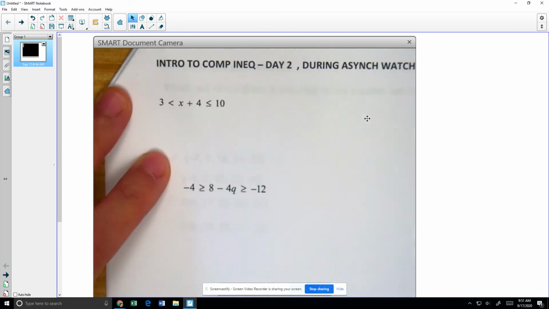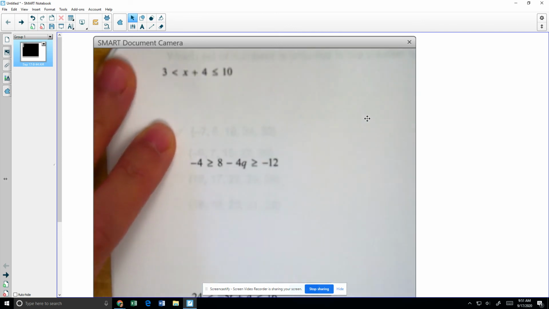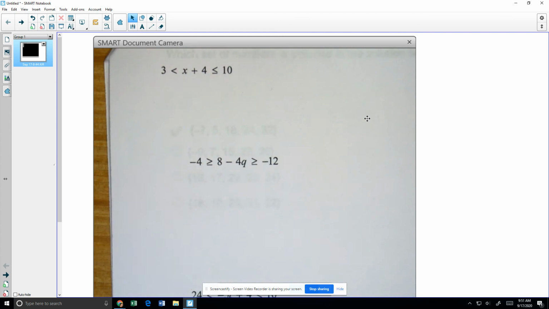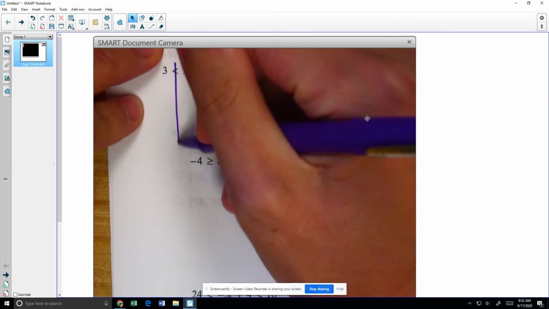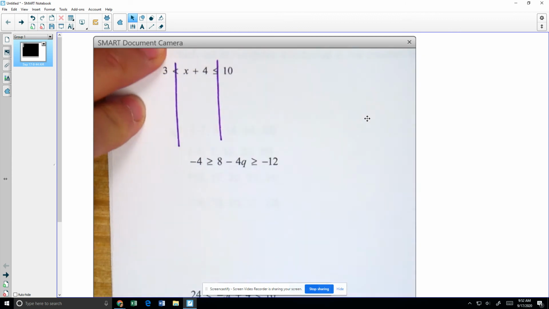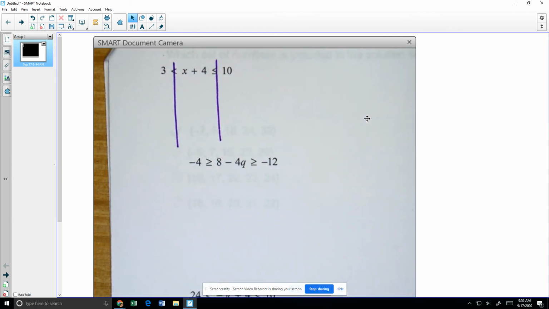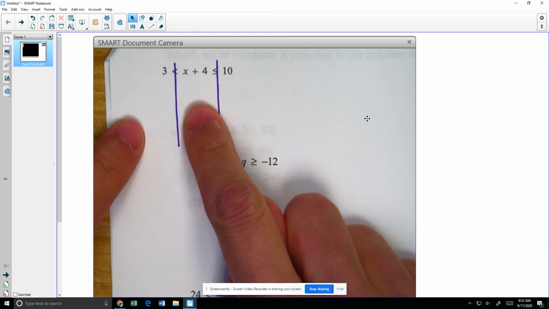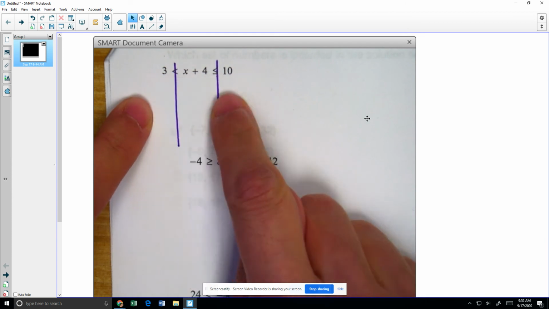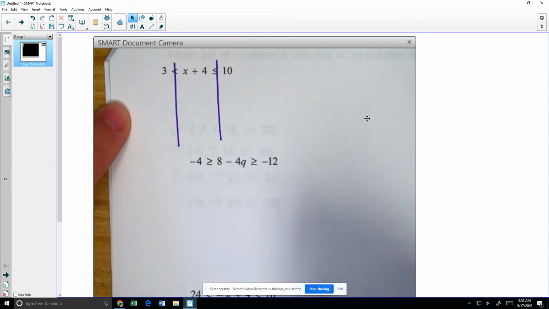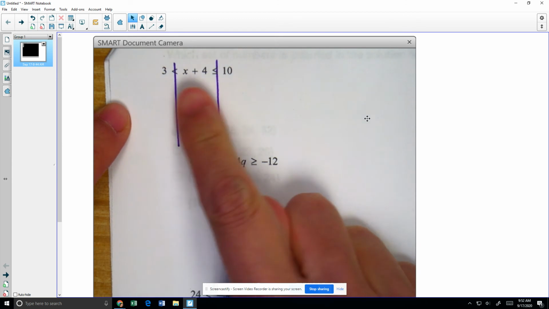Okay, so let's solve this. I have 3 is less than or equal to X plus 4 is less than or equal to 10. So I'm going to solve it the same way that I've solved it, I don't know, since 6th grade. Okay, so take a look at where your X is. Pretend that you have like 2 equal signs. So does anyone think they know which is the number that needs to move to the other side, essentially? Do I need to move the 3, the 4, the 10?